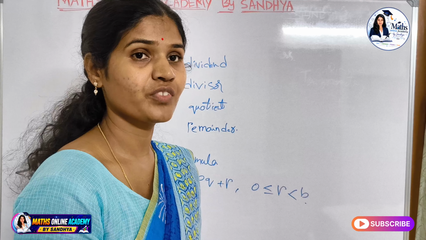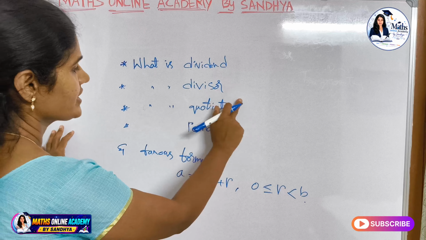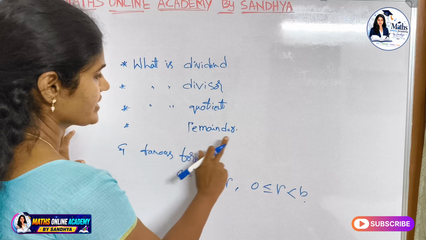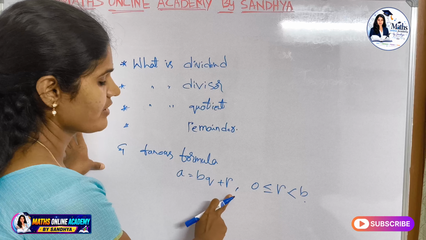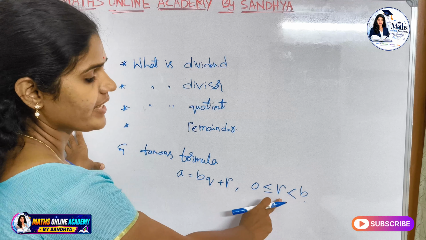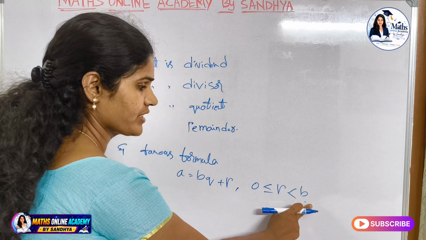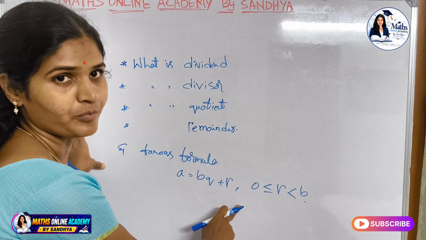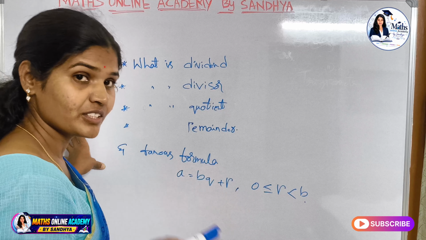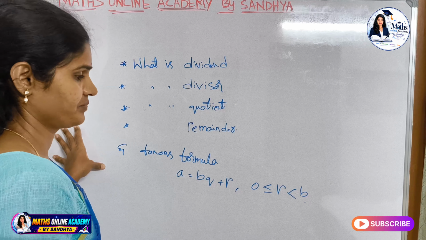And by the end of this video, we'll understand what is dividend, what is divisor, what is quotient, what is remainder, and the famous formula A equal to BQ plus R, and R has some condition: 0 less than or equal to R less than B. But wait, if it looks difficult now, by the end of this video, it will become very easy.